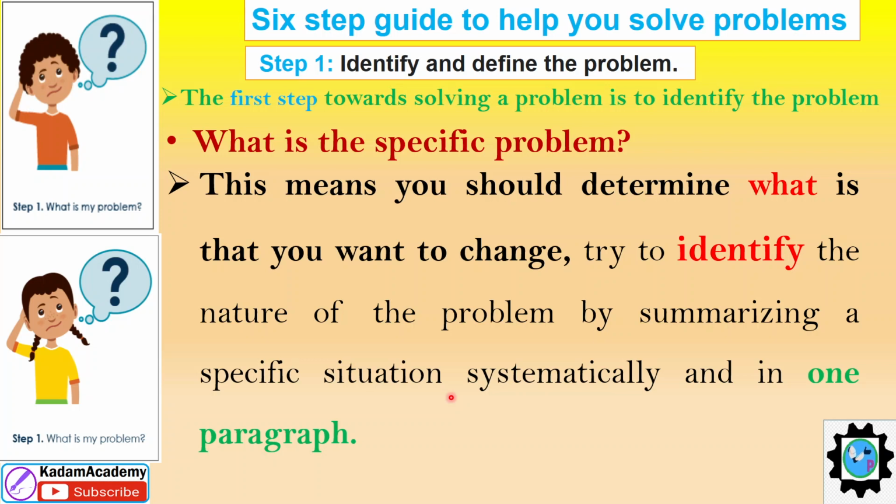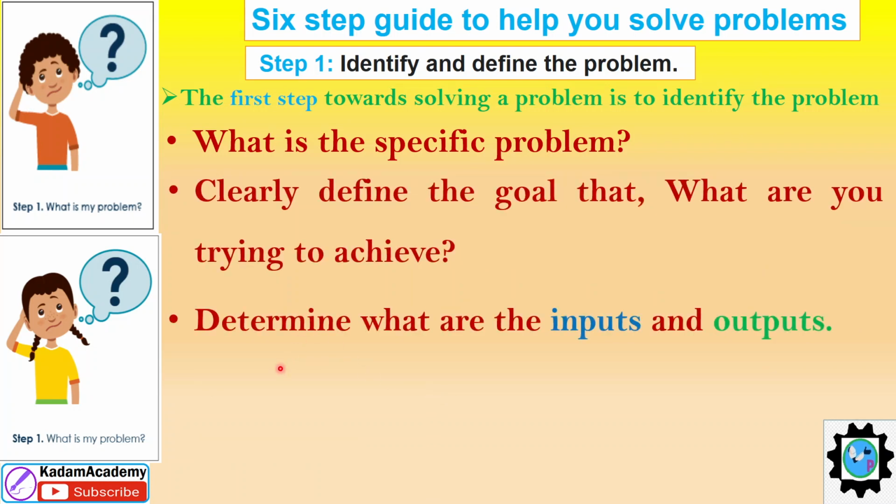So that it will be clearly defined. Okay, so identify and define will be over, and then clearly define the goal, that is what you are going to try to achieve. Then determine what the inputs are. Afterwards, what the inputs and what the outputs are. The outputs are majorly important while solving the problem, and according to the output, what the inputs are.